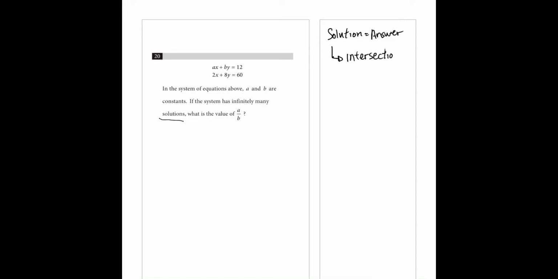So that's going to be the first part of our math stack for today: solutions must be interpreted as intersections. With that in mind, we're going to look at what this problem asks us to solve, which is for the values of A and B for a system that has infinitely many solutions.